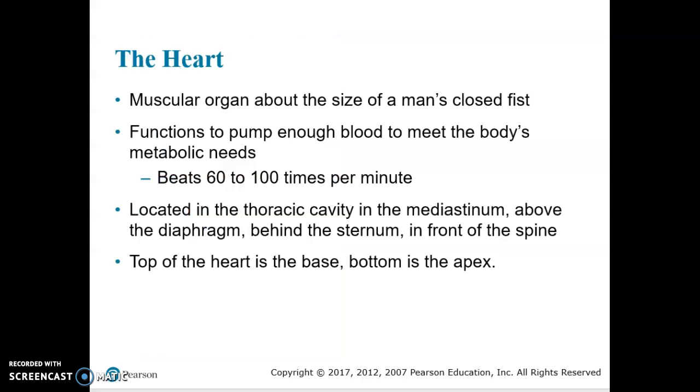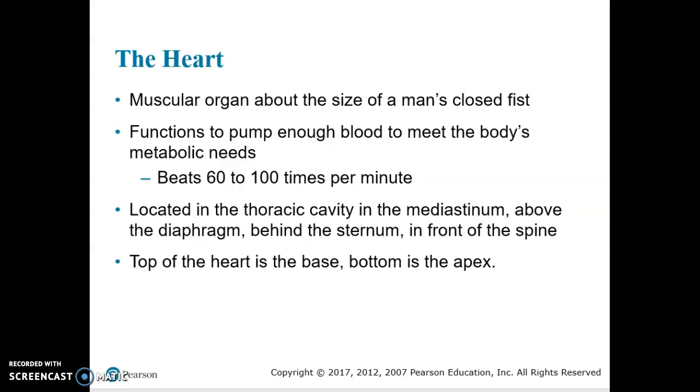The heart is a muscular organ about the size of a man's closed fist. It functions to pump enough blood to meet the body's metabolic needs. The heart pumps and circulates 4 to 8 liters of blood per minute, and the average heart beats about 90,000 times each day. When we think about that, that's the average of what the heart puts out. The heart rate is usually about 60 to 100 beats per minute. It depends on the person and what they have going on.